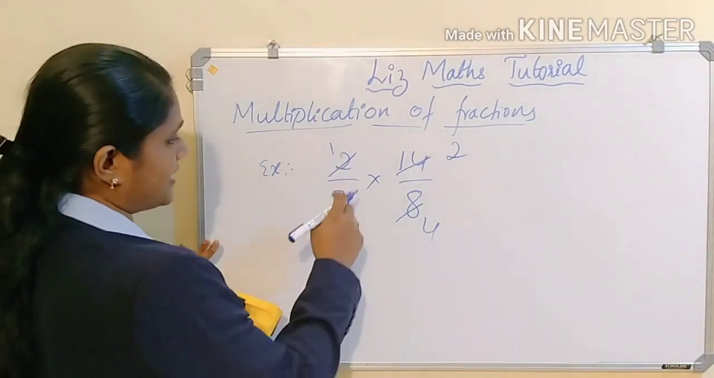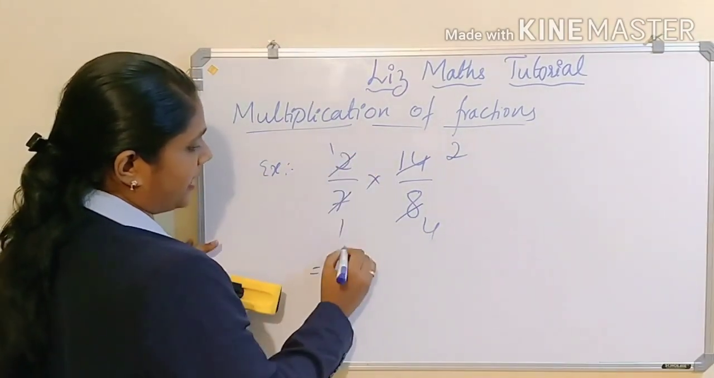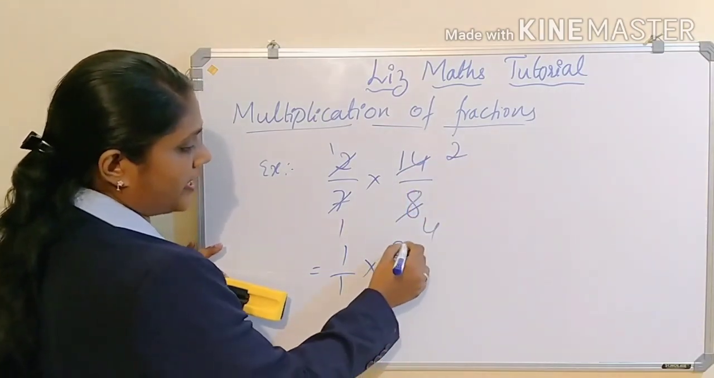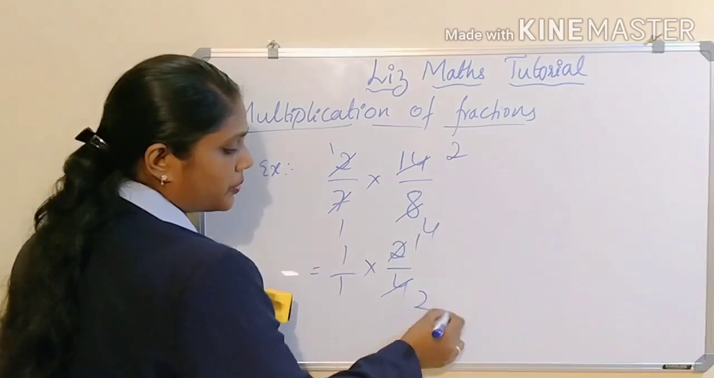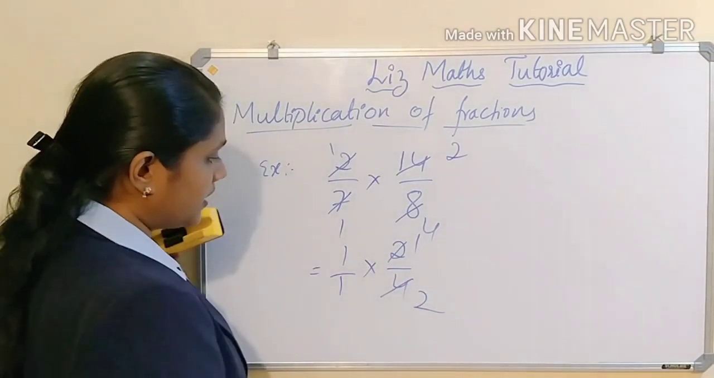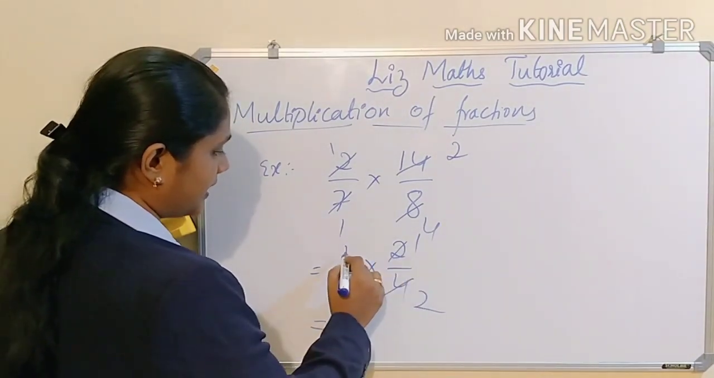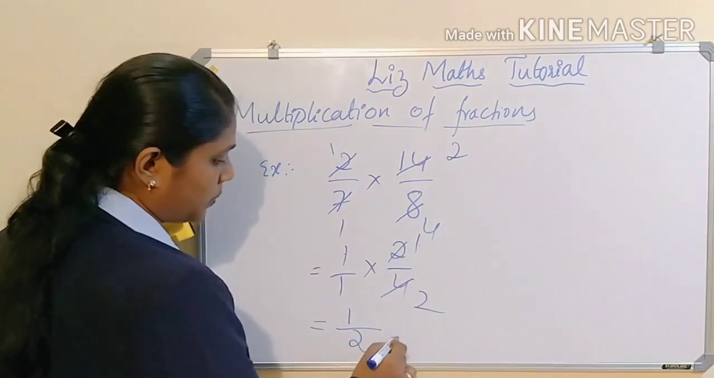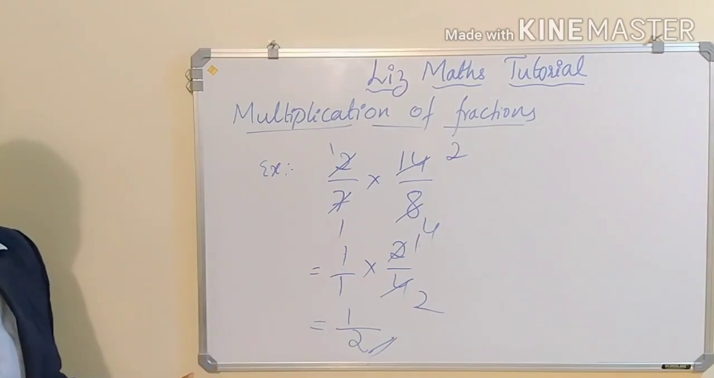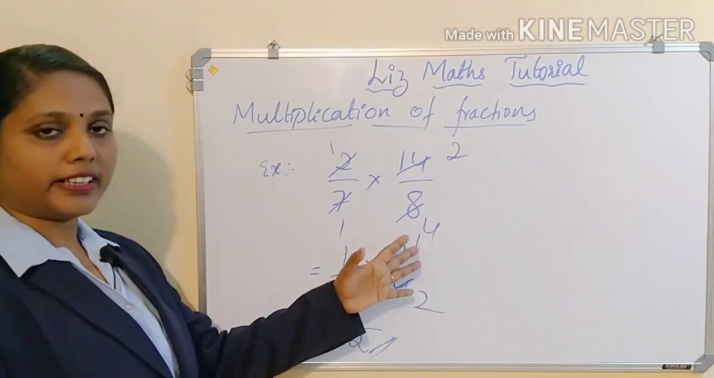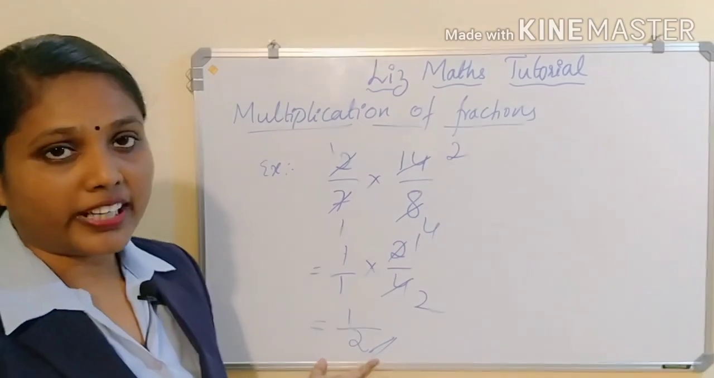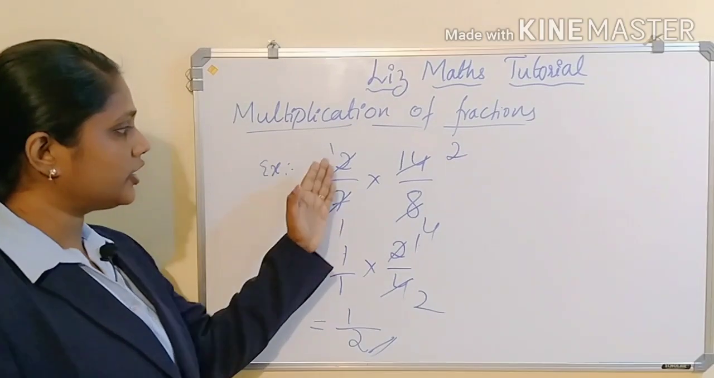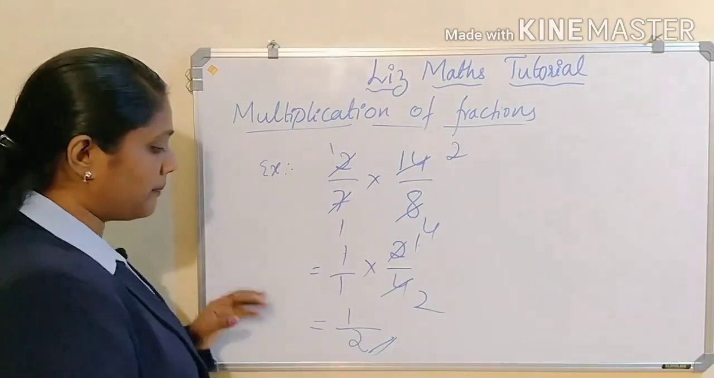So what is the final answer? Here you have 1 by 1 into 2 by 4. Again you can cancel, 2 ones are 2, 2 twos are 4, isn't it? So what is the final answer you are getting? 1 into 1, 1, divided by 1 into 2, 2. So 1 by 2 is the final answer. If you go with this cancelling method, you get the simplified answer as soon as possible. Otherwise, you can multiply, then you can simplify.